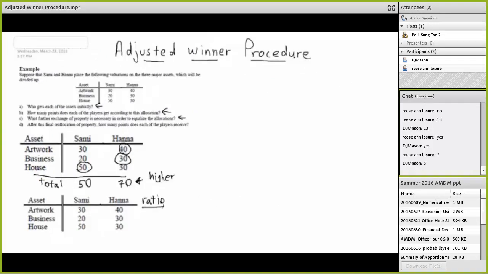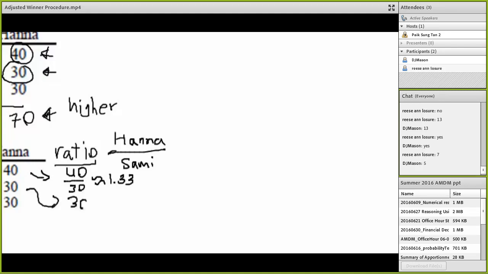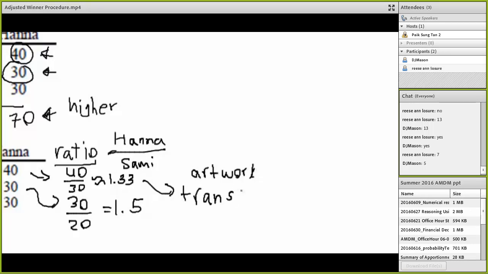So we need to find the ratio of the assets that Hannah might need to transfer, which are the artwork and the business. And we always take the highest bidder's bid as the numerator. So we have Hannah in this case over Sammy's bid. So for the artwork, 40 over 30, which is approximately 1.33. And for the business, 30 over 20, which is equal to 1.5. Now, we know that the lowest ratio item gets transferred first. So that is the artwork in this case. So the artwork gets transferred first because it had the lowest ratio.